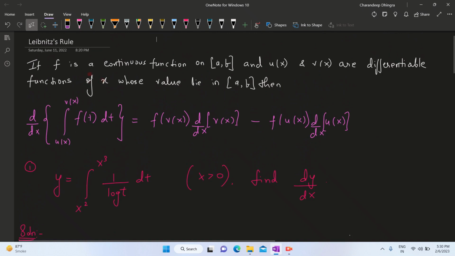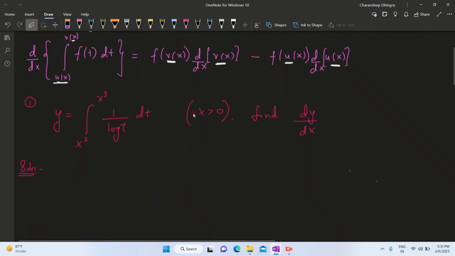Leibniz rule states that if f is a continuous function on a particular interval, and the two limits, the upper and the lower limit, are differentiable functions of x whose values are again in the same interval, then the formula says that in the function you put the upper limit, you take the derivative of the upper limit, and then you subtract: in the function you put the lower limit, and then you take the derivative of the lower limit, right? So this is Leibniz rule. Let's apply this rule to this question.